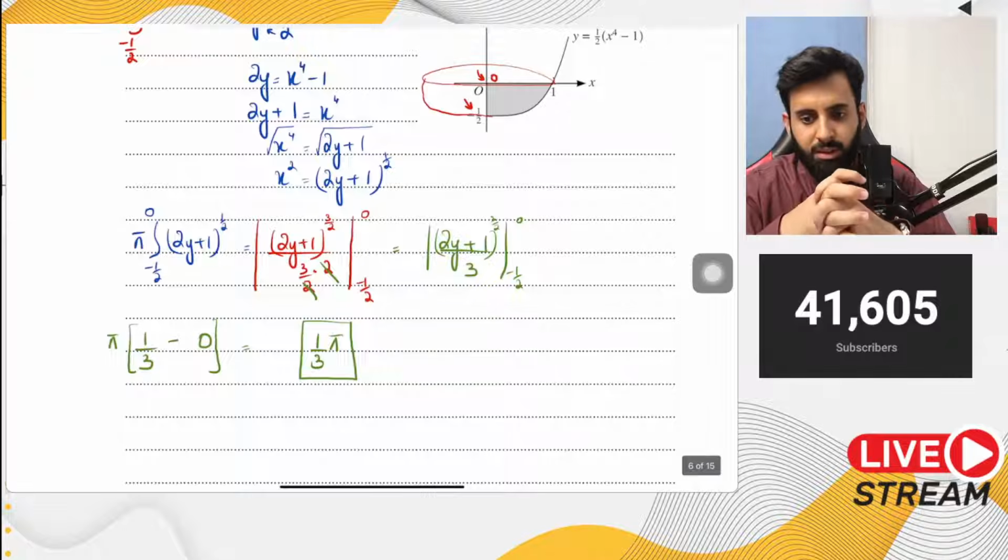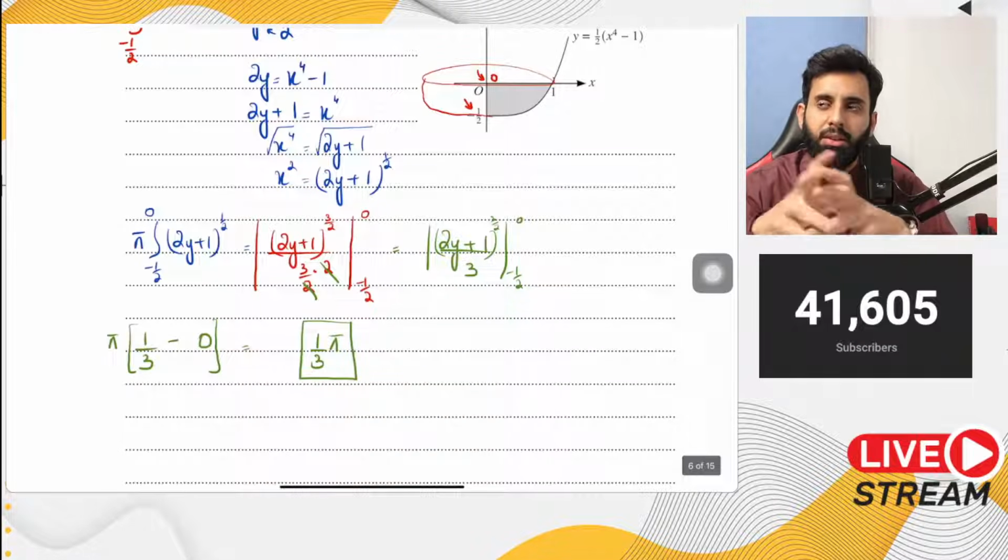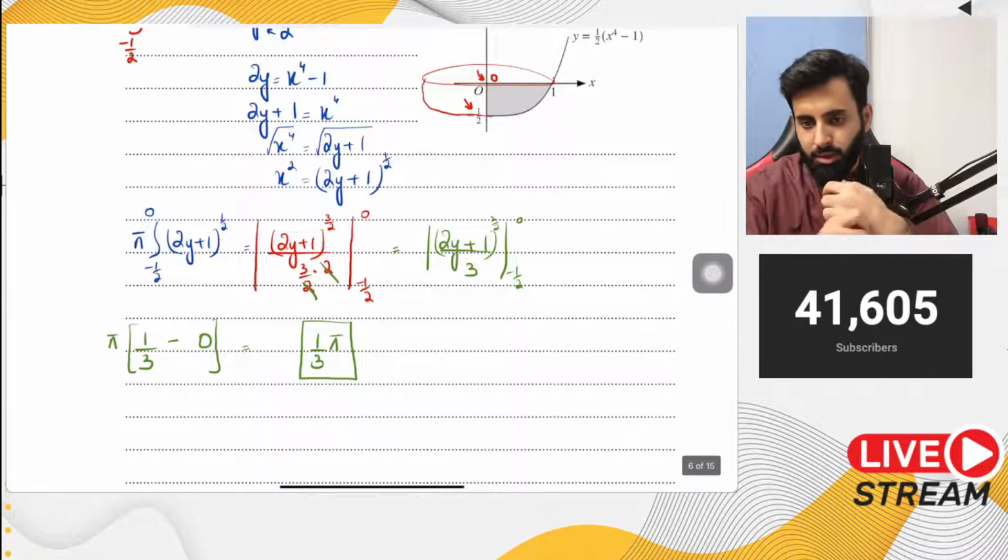What if the power on x is negative? Okay, if the power on x is negative, then that's fine. You still add 1 to the power and divide by the new power. Okay, that's how it works.